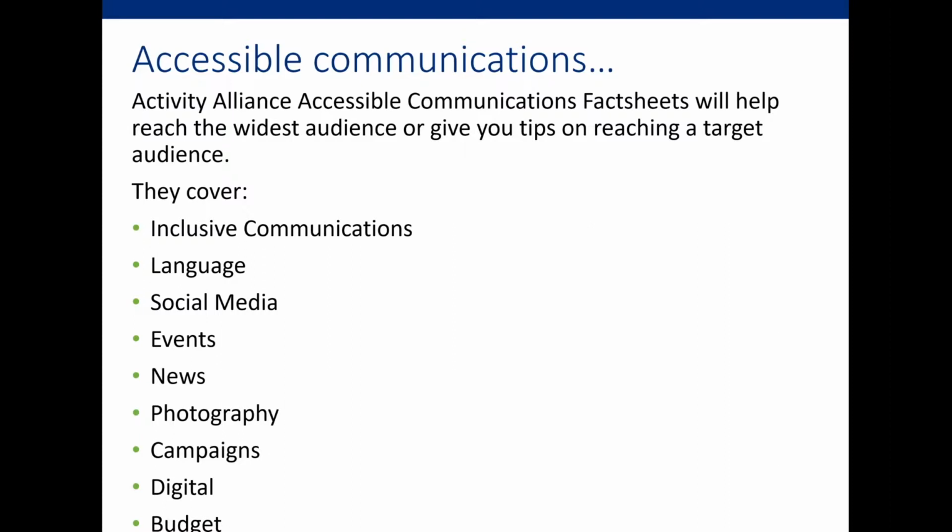But we know here at Activity Alliance, by using these principles and being accessible in our communications, you will just generally widen your target audience of who you want to reach and maximise the impact that that can have. So please, by all means, go onto the Activity Alliance website and go into the resources section and have a look, because I'm sure there will be things in those fact sheets that can help you ensure that at the informing stage you are reaching the maximum audience that you want to engage with.